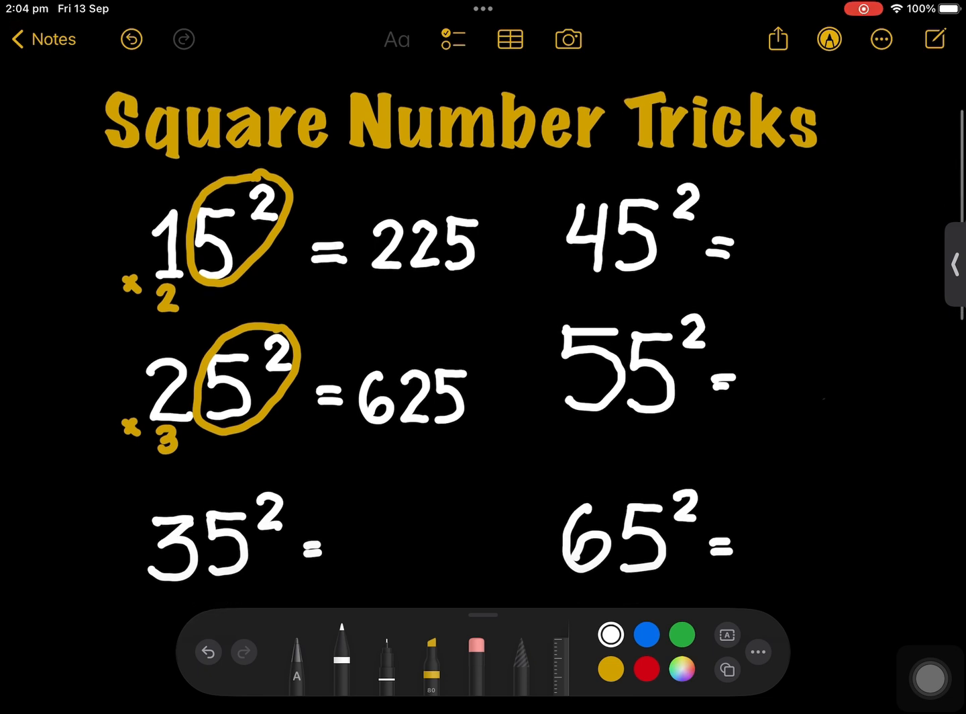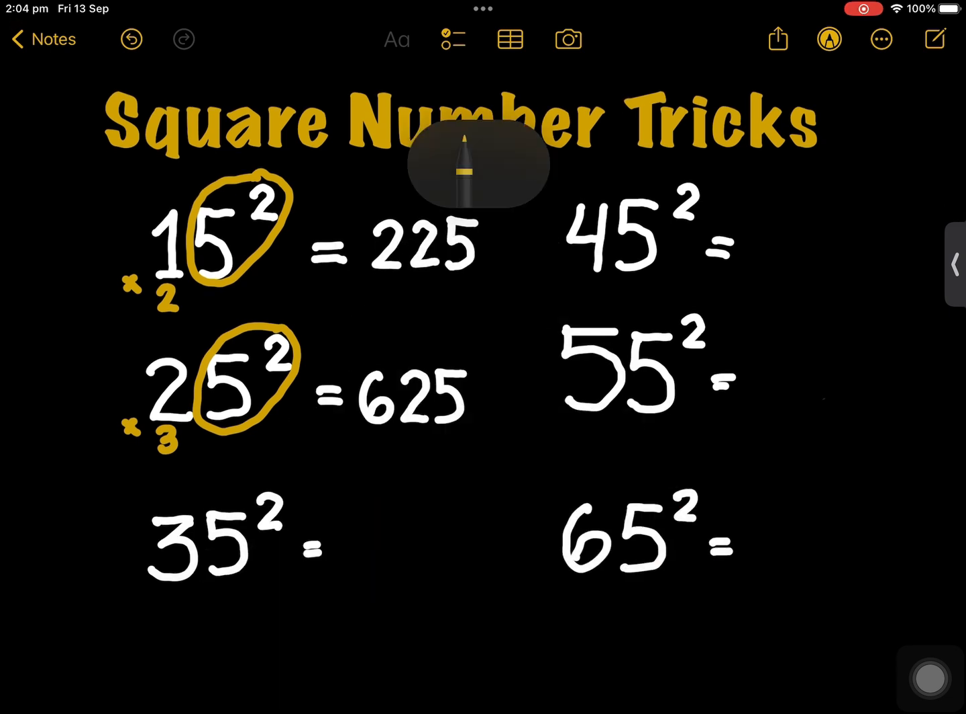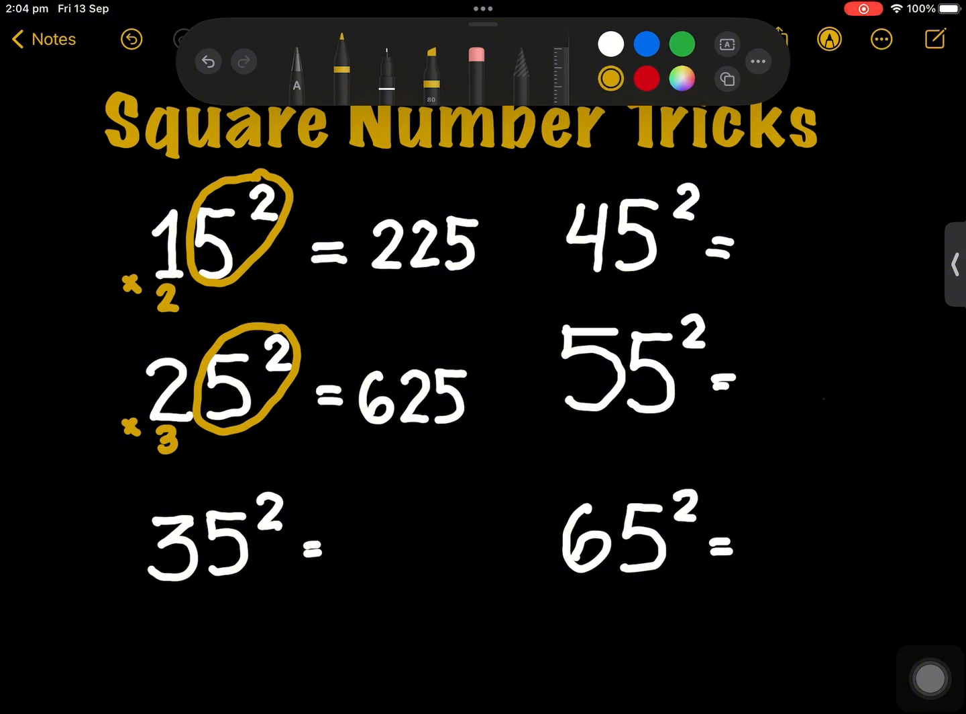For the third one, the next number after 3 is 4. And 3 times 4 is equal to 12. So you write 12 and then find the square of 5, which is 5 times 5, and that is equal to 25. So 35 square is equal to 1,225.